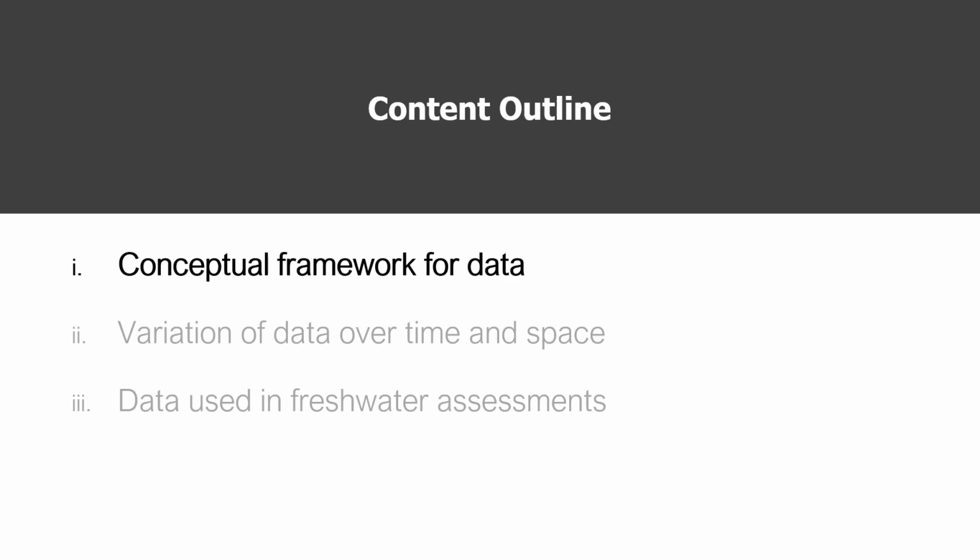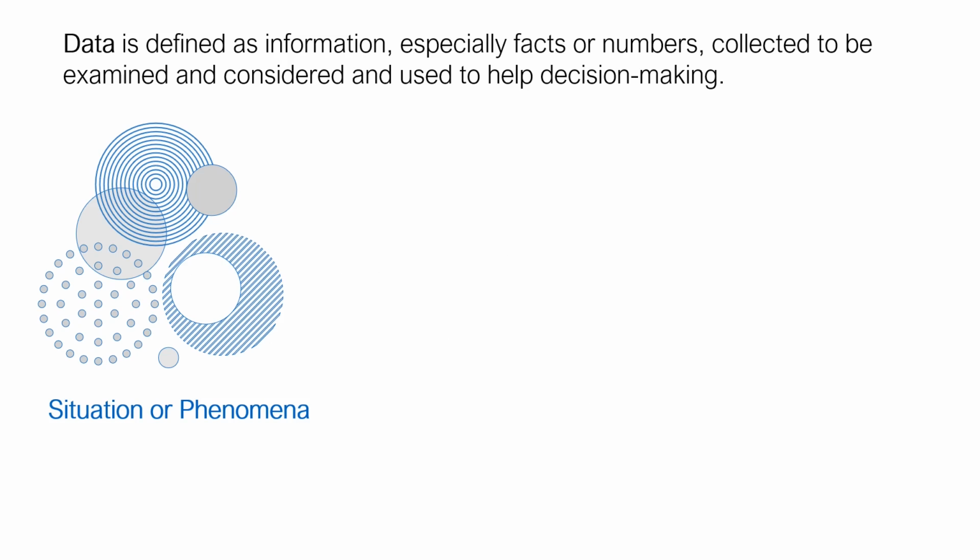Moving then to the first part, let's begin with the definition of data. Data is defined according to the Cambridge Dictionary as information, especially facts or numbers, collected to be examined and considered and used to help with decision making. When performing a freshwater health assessment, we aim to describe a situation or phenomena that we are observing in precise terms. Therefore, we gravitate towards collecting quantitative data about it.